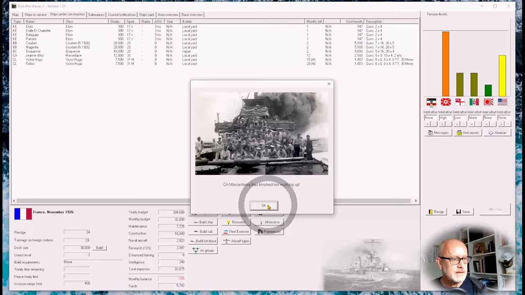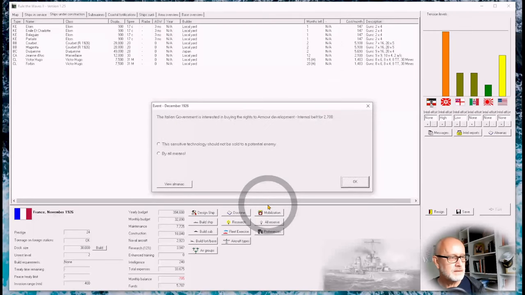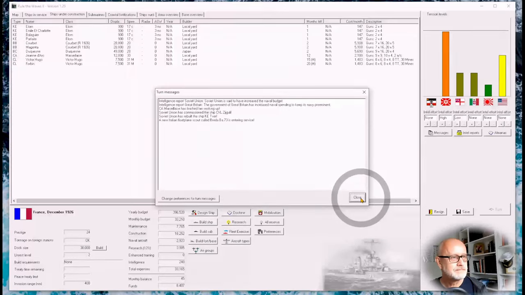And then finally into December. So hurrah for the Marseillaise. Let's all break into song. Four more corvettes. Great stuff. And the Italians are interested in buying. Yes, yes, buy. By all means. Le Havre would like some more aeroplanes. Okay, I will sort that out.